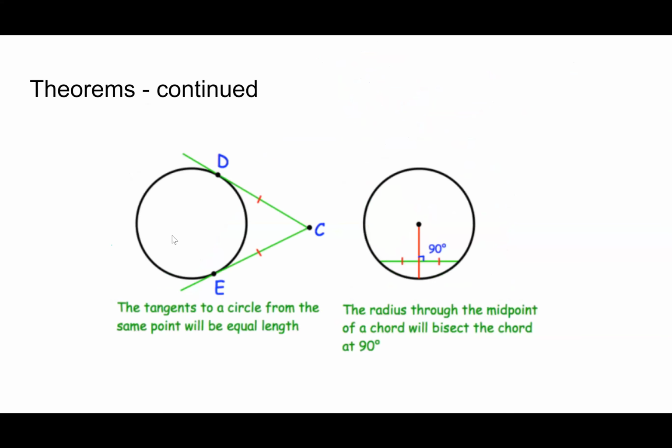So these are pretty common sense theorems. The tangents to a circle from the same point will be of equal length. So if you look here, DC is equal to CE. And the radius through the midpoint of a chord will bisect the chord at 90 degrees. Bisect just means that it splits the chord into two equal parts.